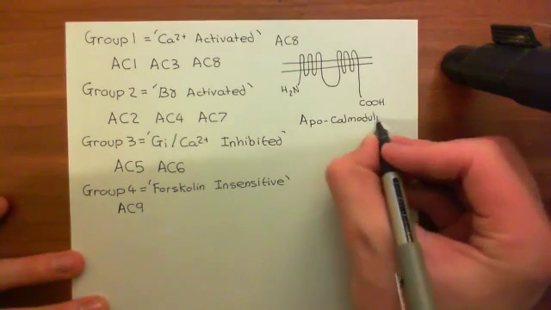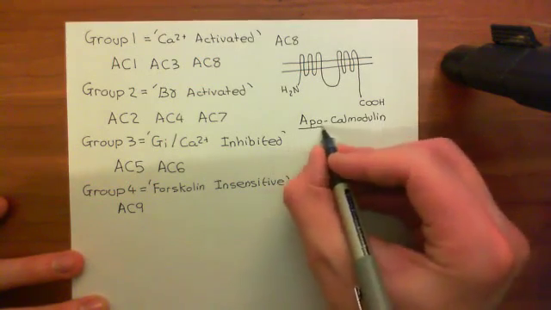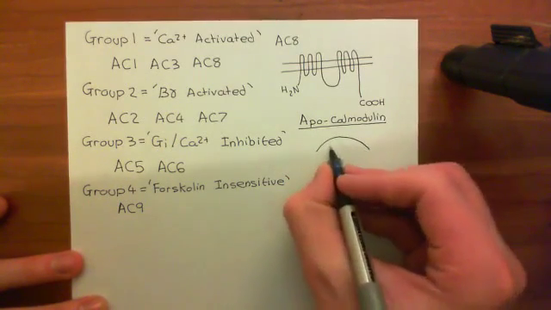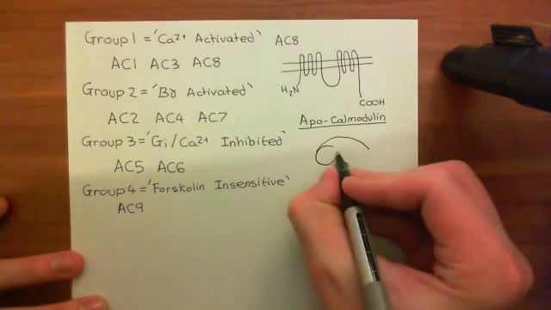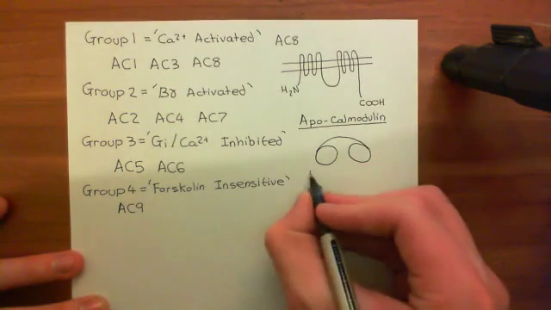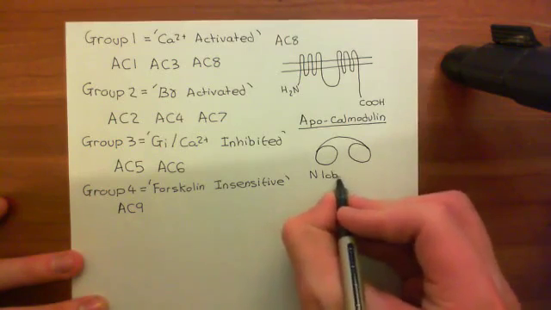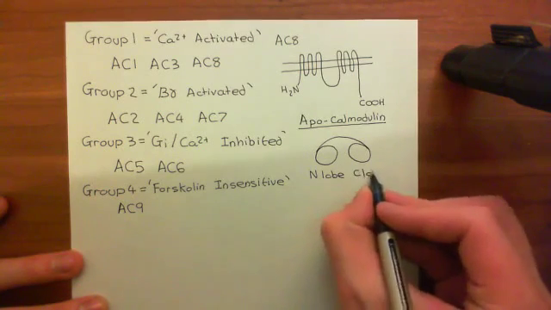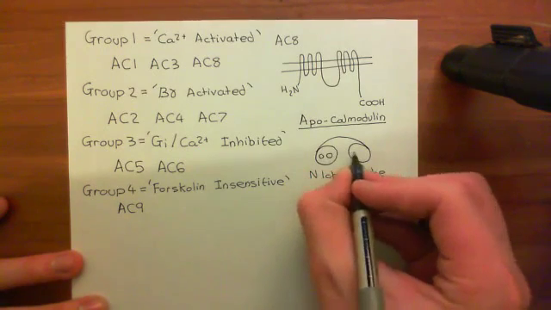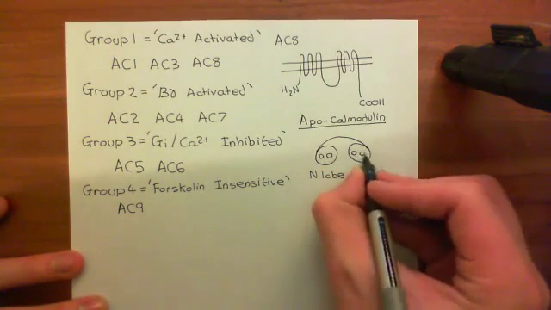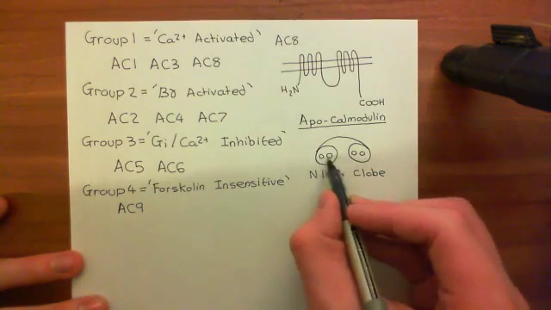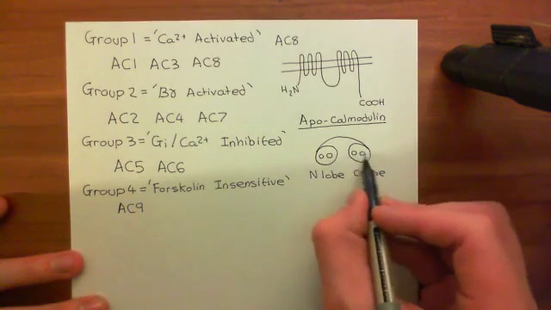Okay, so basically, apocalmodulin means calmodulin when it has no calcium bound to it. So let me show you the structure of apocalmodulin. So apocalmodulin has this two-lobed structure. Okay, so it has these two lobes, the N lobe and the C lobe. Okay, and basically both of these lobes have calcium binding sites. So each of the N lobe and the C lobe has two calcium binding sites. Okay, so 2 on the N lobe and 2 on the C lobe.